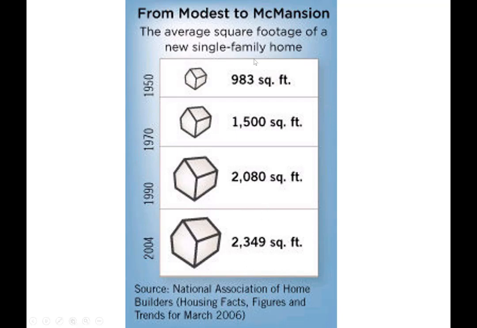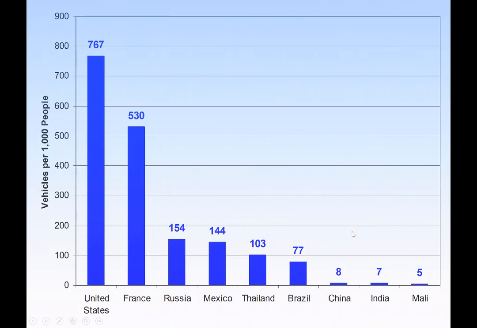Things that we'll be noticing and we'll talk about, just how things keep getting bigger, right? So in 1950, the average new home was 983 square feet. In the middle of the first decade of the 2000s, the median average home size was 2,349. So look how much bigger these homes are getting. Vehicles per people, look at that. The U.S. by far beats every other country. We have more vehicles per 1,000 people.